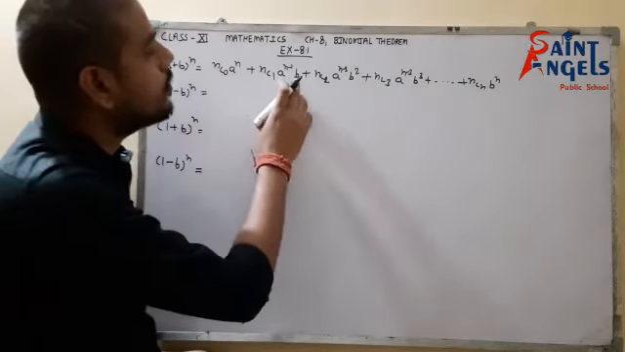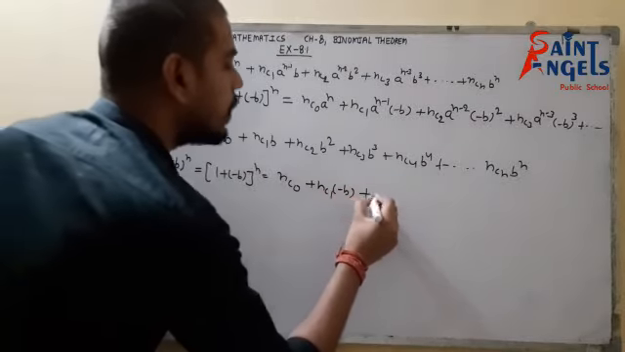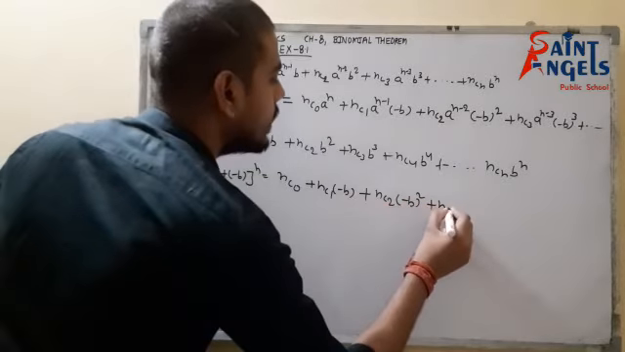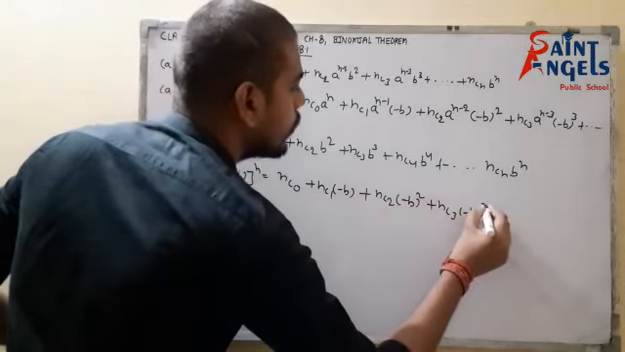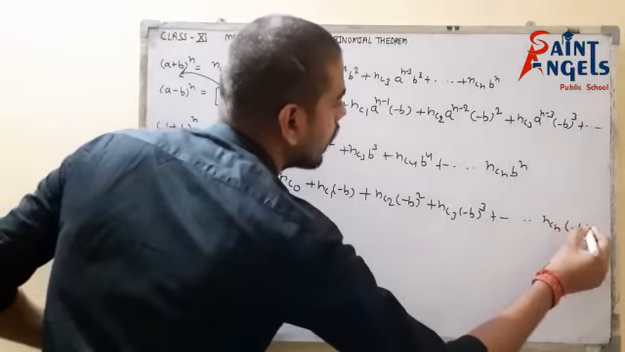And if we have (1 - b)^n, then can I write it like (1 + (-b))^n? So that would be nC0, because 1 to the power n will be 1, then plus nC1 (-b) plus nC2 (-b) squared plus nC3 (-b) cube and so on, nCn (-b)^n.